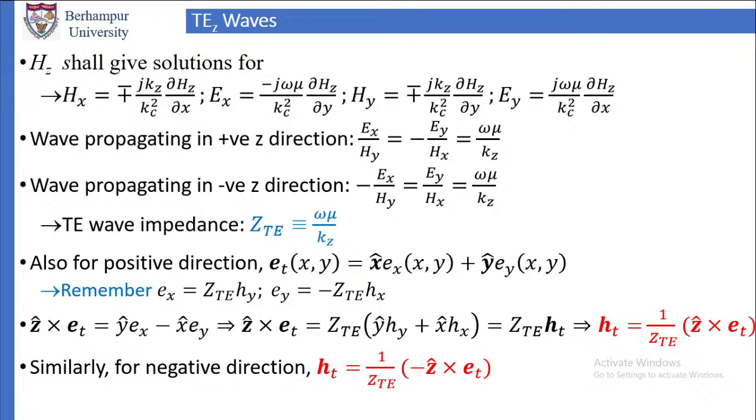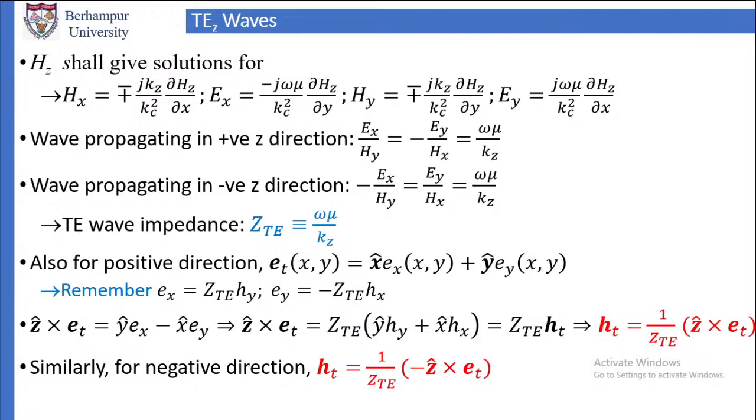So ultimately, you find the expression for small ex in terms of Hy and ZTE, and the expression for small ey in terms of ZTE and Hx. So these two we have found out. Then let us find out what is z cap cross Et.